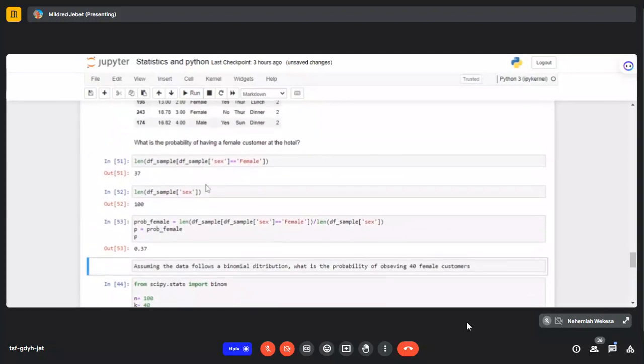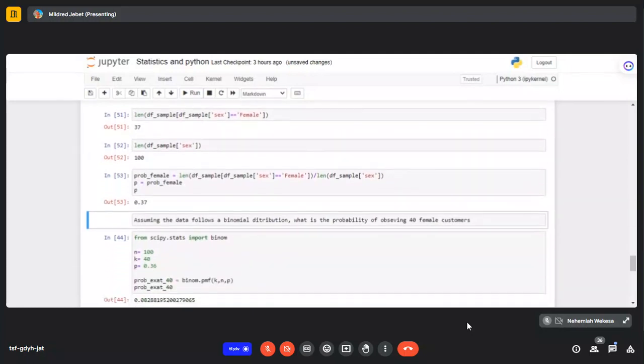Are we together up to there? Yes. Now, if we assume that the gender follows a binomial distribution, my question is, what's the probability of observing 40 customers in the restaurant?